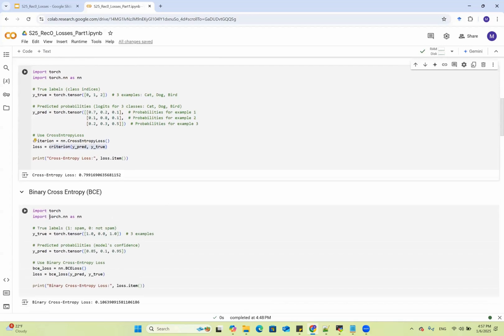There is also a built-in function in PyTorch. You just call nn.BCELoss, and after the initialization, you call the BCE loss and compute the loss for the predictions and the true labels. For example, 1 is spam and 0 is non-spam. Here we provided 3 examples, and the predicted probabilities are the model's confidence.